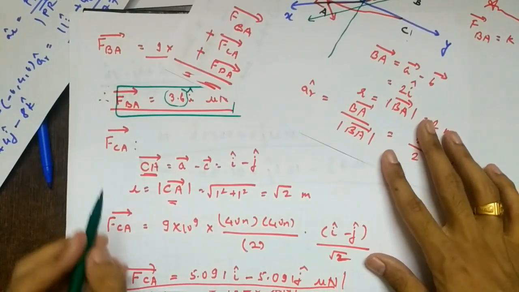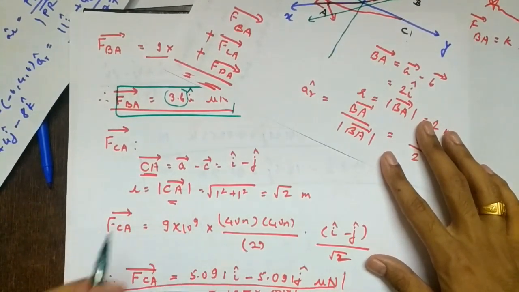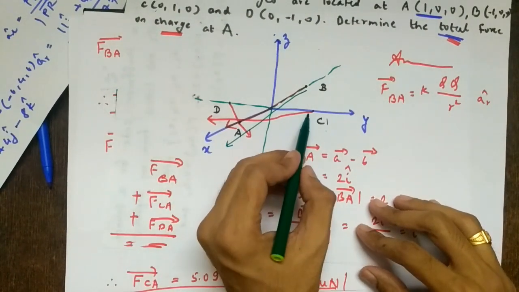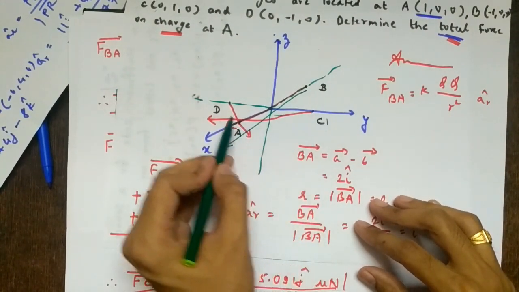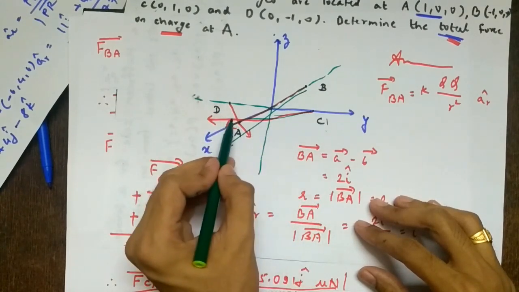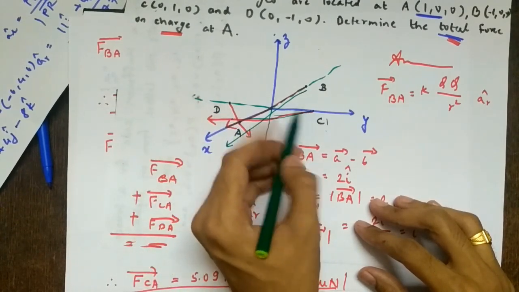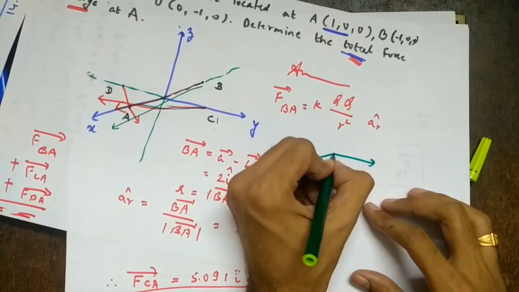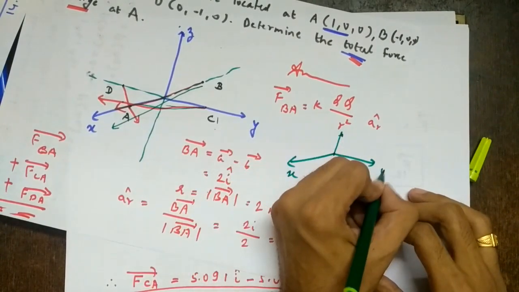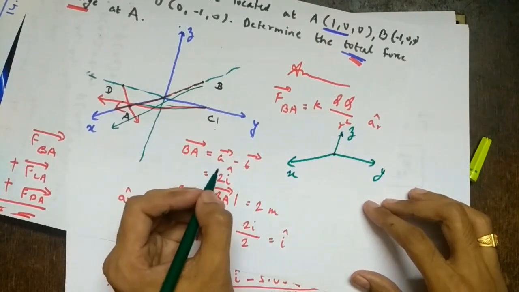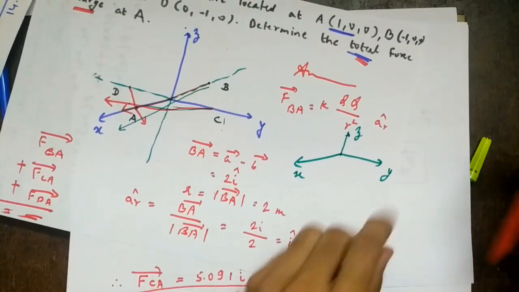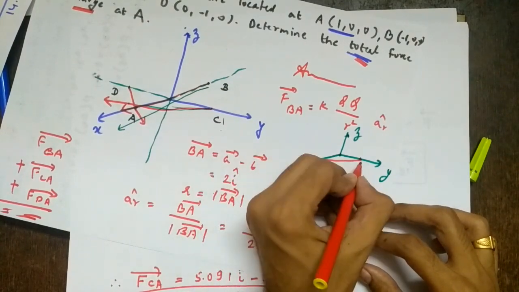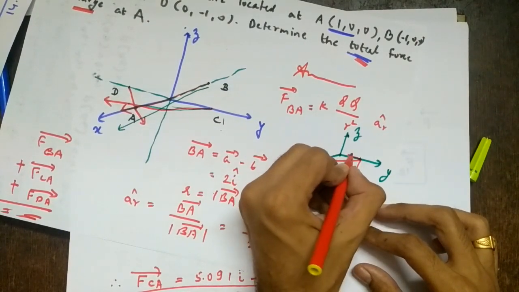Next, what we have got? FCA vector. It is i cap minus j cap. So where is FCA vector? CA vector is here, right? So how is it going? If I draw the Cartesian coordinate system here again, this is X, this is Y, this is Z. CA is going from this point to this point, like this. So if you resolve this, what is it?